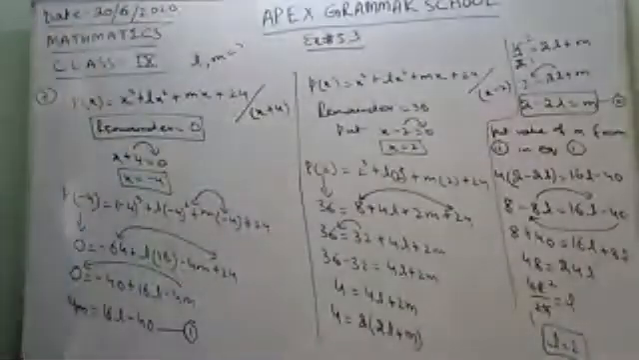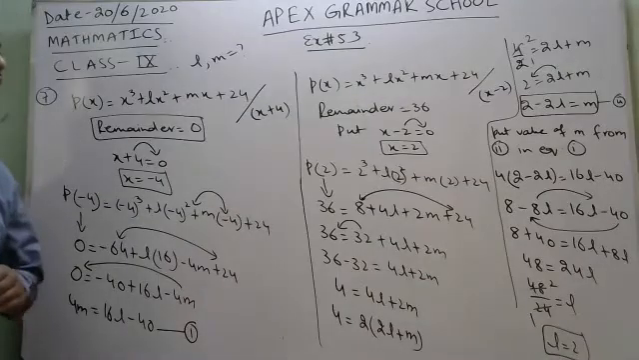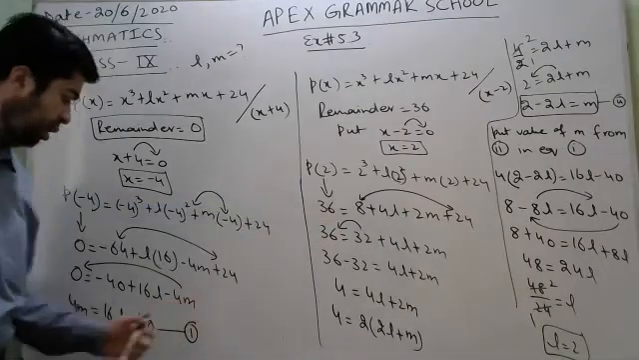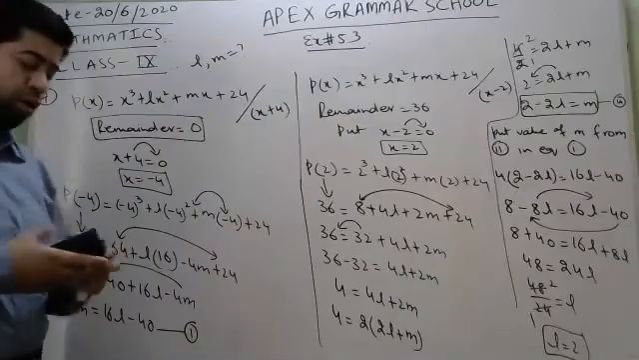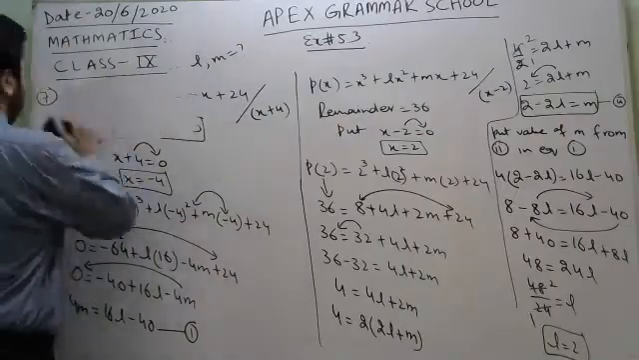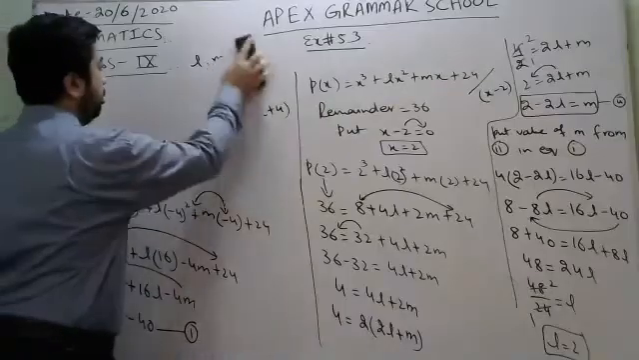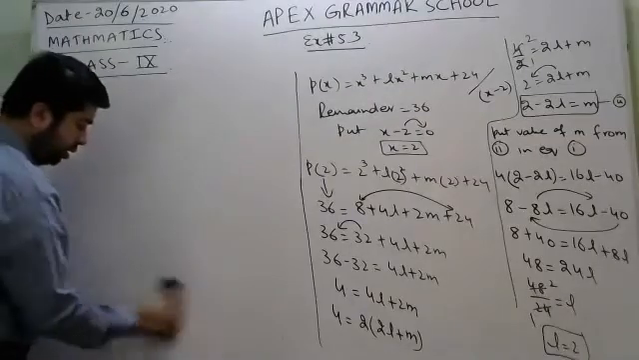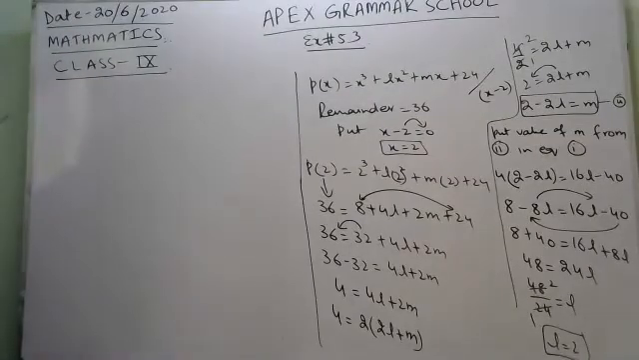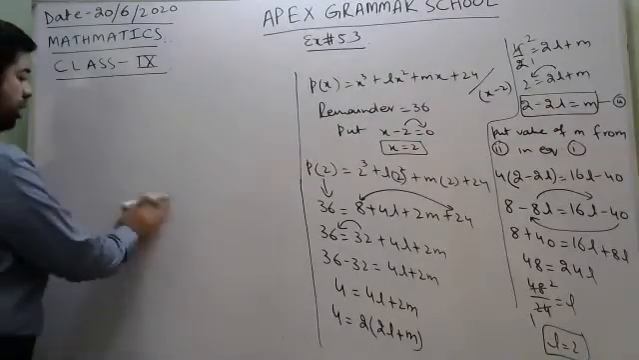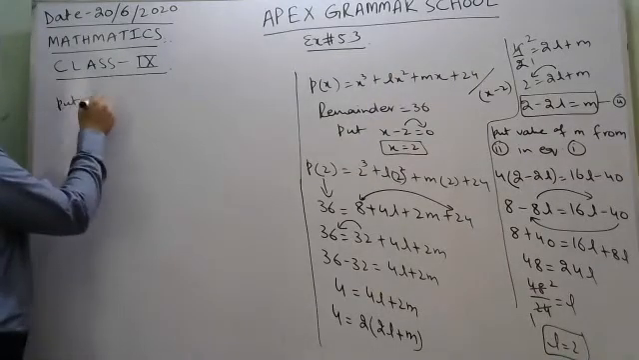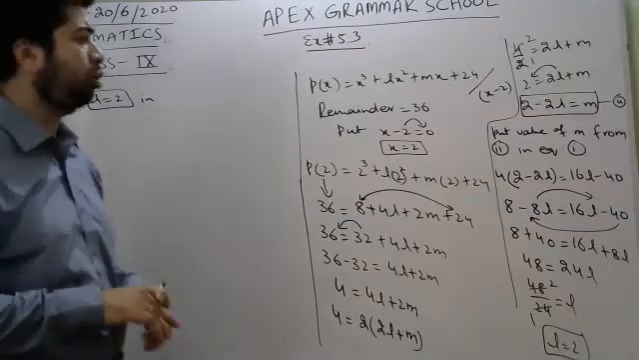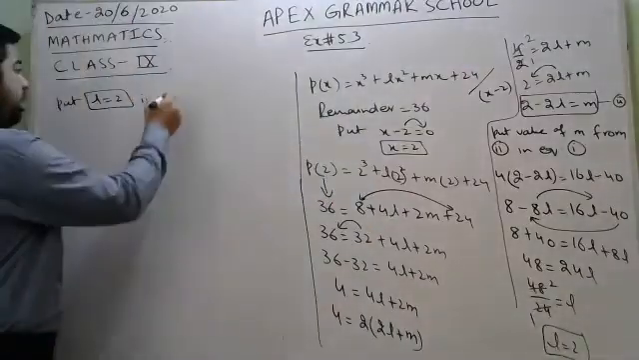We are done with the value of L. Now we have to find the value of M. It is your choice whether you put the value of L in equation number 1 or in equation number 2. You can easily get the value. For convenience, because I have no space there, I'm going to solve here. Put L is equal to 2 in the equation. I'm going to put it in equation number 2.